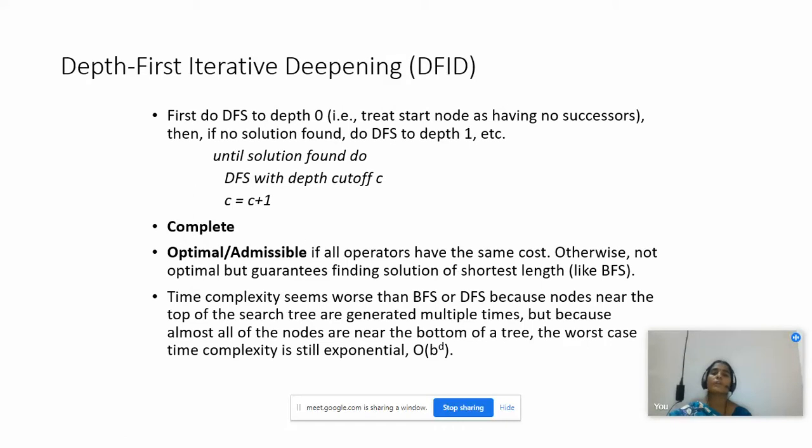Iterative deepening is a combination of both depth first and breadth first, considering the advantages of both. The time complexity is worse in both BFS and DFS. That problem should be overcome under depth first iterative deepening.